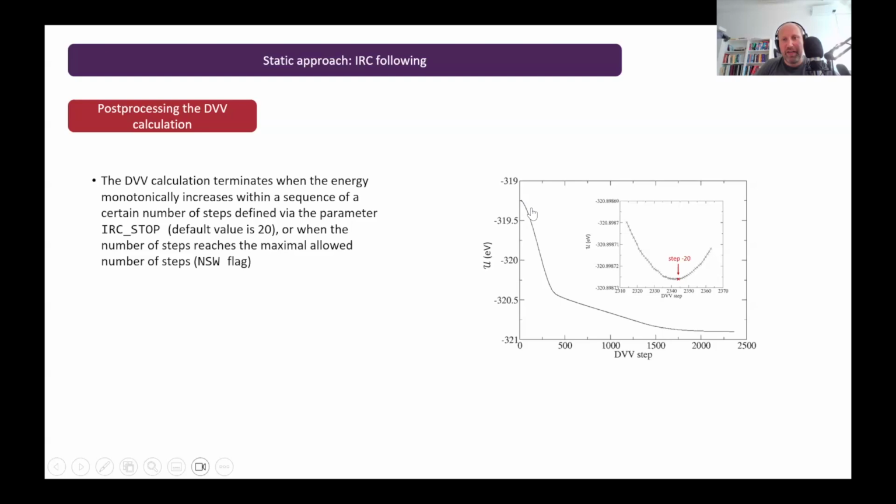So what you see here is a typical profile for one branch of the calculation. We started from the transition state, so that's the top of the barrier. The energy initially monotonously decreased up to the point where we crossed the minimum or some point close to it. And when we still push the system away from the transition state, we then start increasing the potential energy. Okay, and if this happens 20 steps in a row, then the algorithm realizes that, yeah, now it's time to stop. So this is the termination criterion.